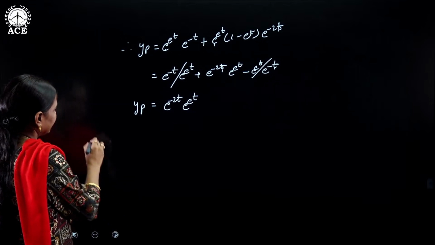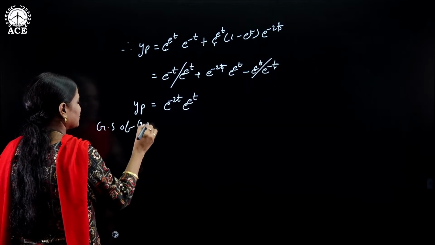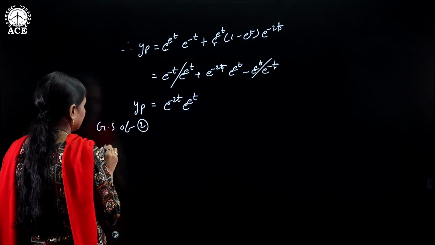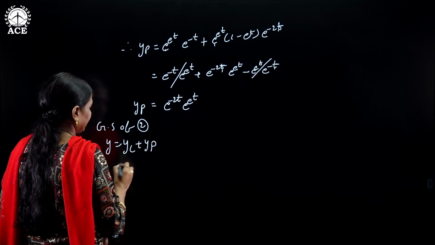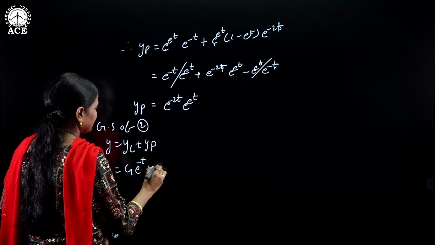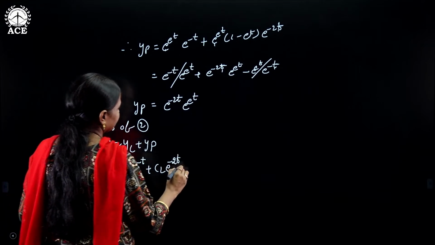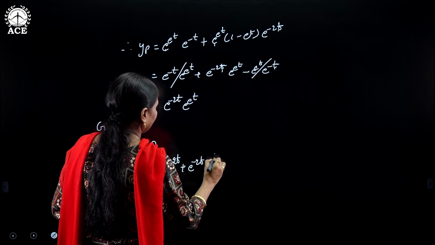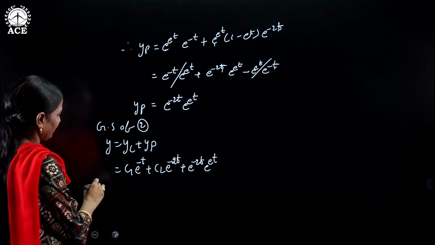Next, write the general solution of the new differential equation 2. Equation 2 is y is equal to yc plus yp. What is yc? c1 into e power minus t plus c2 into e power minus 2t, and yp is e power minus 2t into e power t. But we need the general solution of the given differential equation.